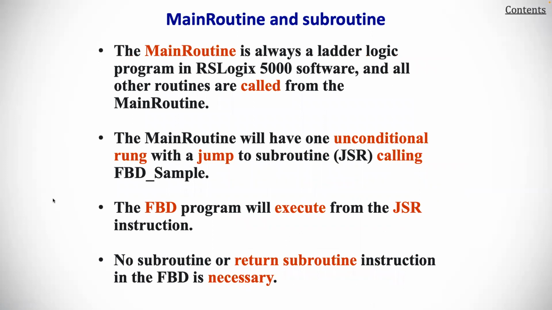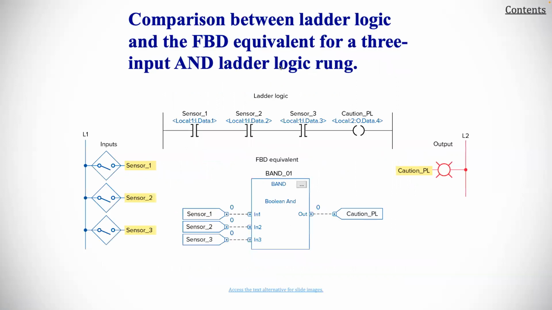The main routine is always a ladder logic program in RSLogix 5000 software, and all other routines are called from the main routine. The main routine will have one unconditional rung and a jump to subroutine calling FBD_sample. The FBD program will execute from the JSR instruction. No subroutine or return subroutine instruction in the FBD is necessary.